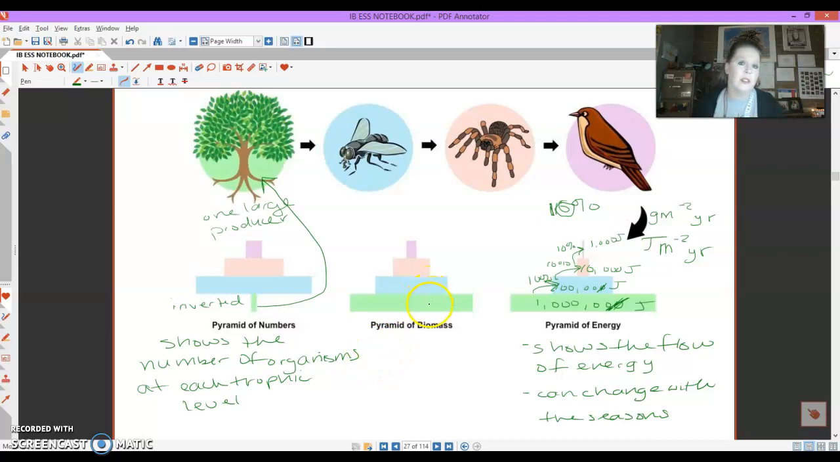Now this looks more like a traditional pyramid, but what biomass is, it is organic material that we can actually measure how much is there. So it is organic material that is used for energy. Okay, organic material that is used for energy. So what this is showing us is the biomass at each trophic level.